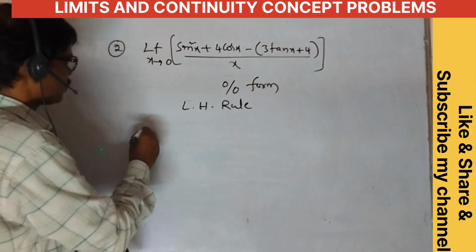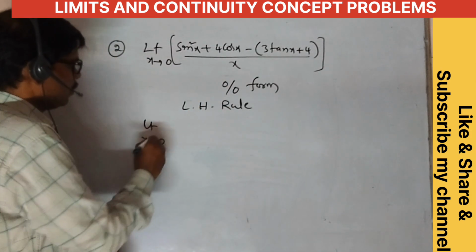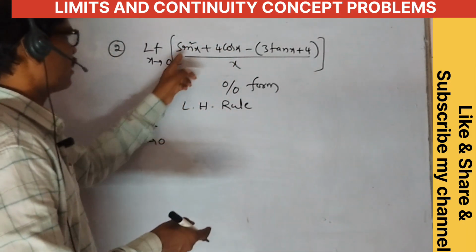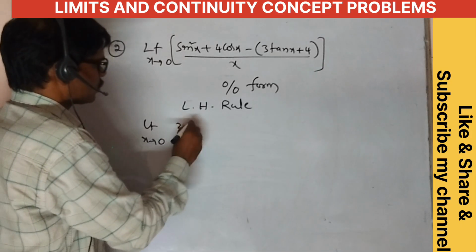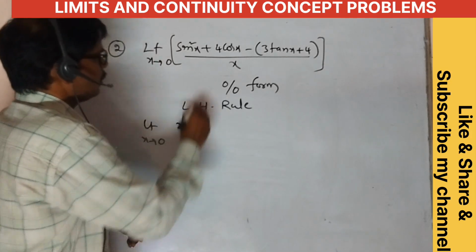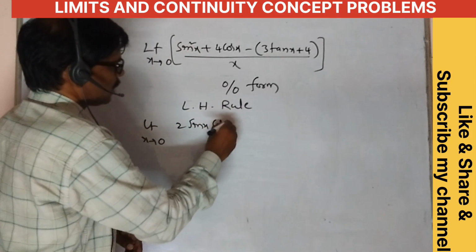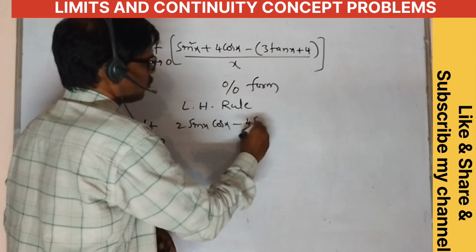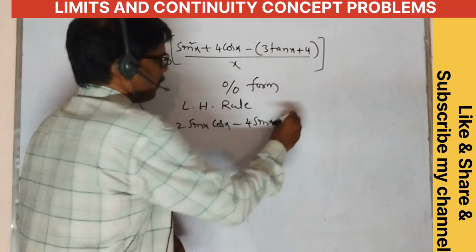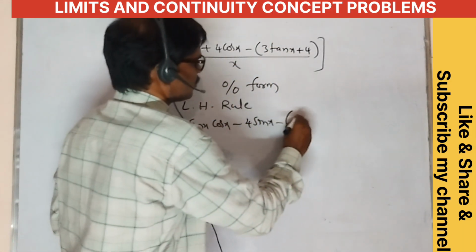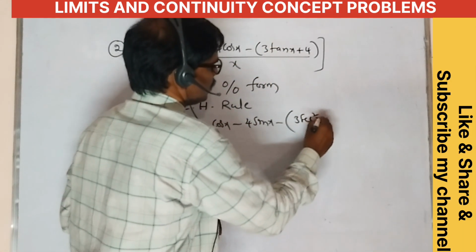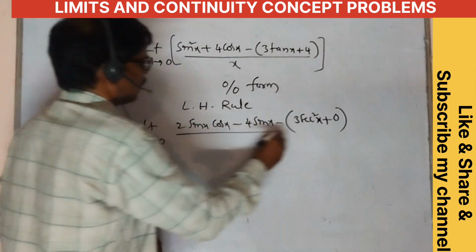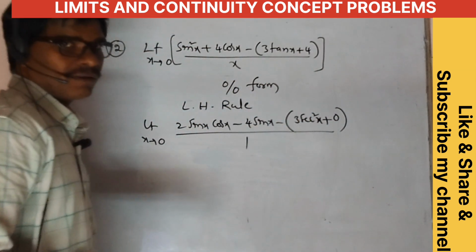Okay, here limit x tends to 0. What is the differentiation of numerator? What is the differentiation of denominator? Sin square x derivative is equal to 2 sin x, and sin x derivative is equal to cos x. Next cos x derivative is equal to minus sin x, equal to minus 4 sin x. Minus 3 tan x derivative is equal to secant square x, 3 into secant square x. Next 4 derivative is equal to 0, x derivative is equal to 1.